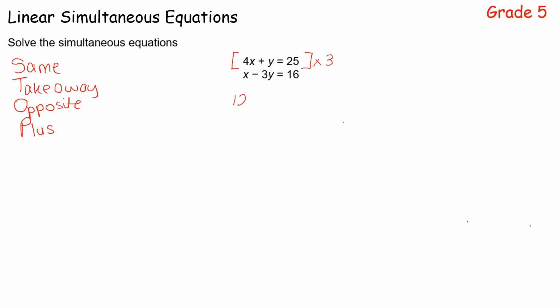That's going to give me 12x plus 3y equals 75. The second equation remains as it is, x minus 3y equals 16. Now this is where this comes in. So if the signs are the same, I'm going to subtract the equations. If the signs are opposite, I'm going to add the equations.